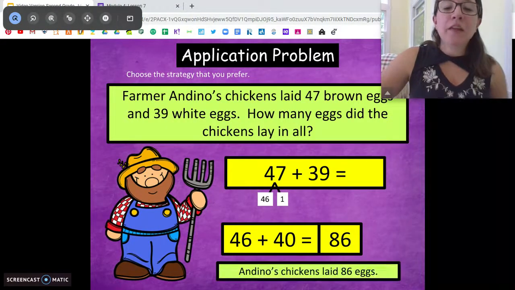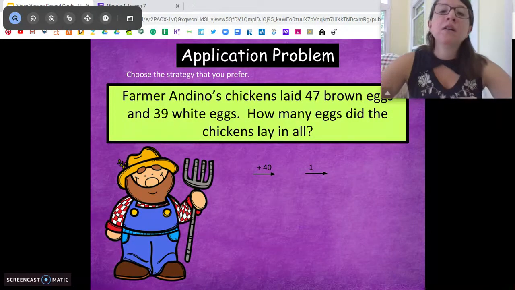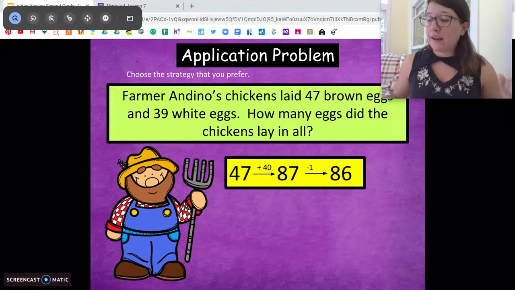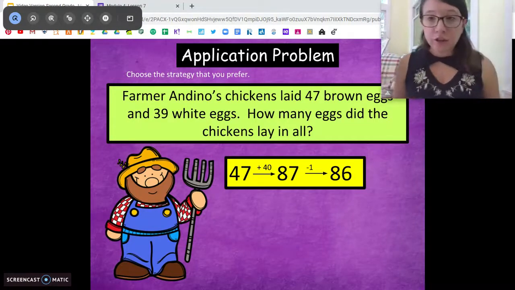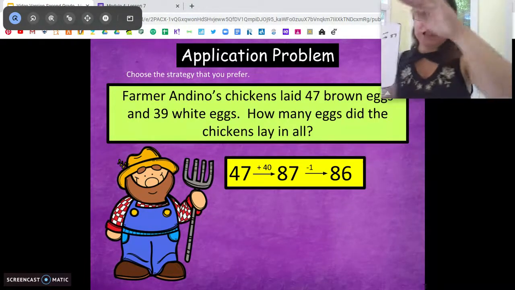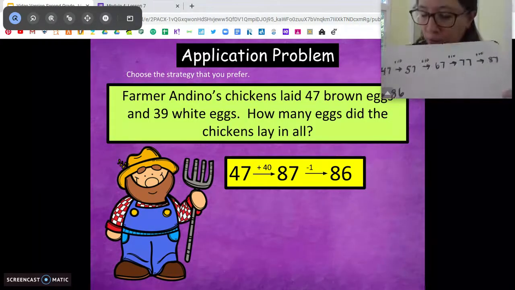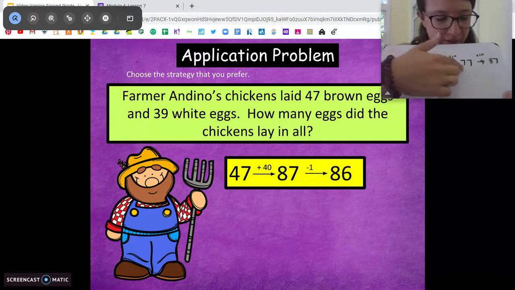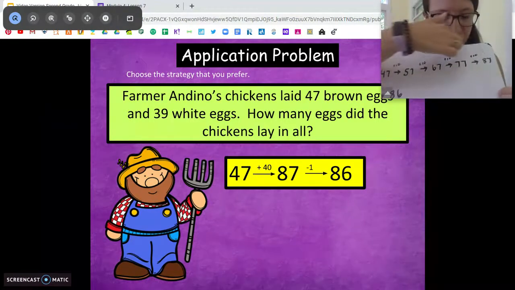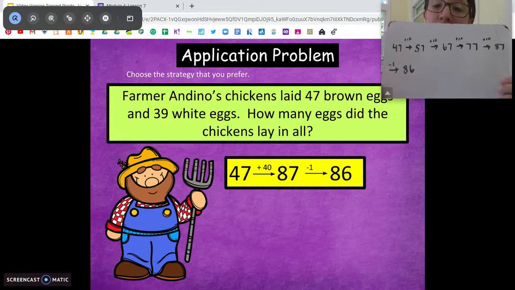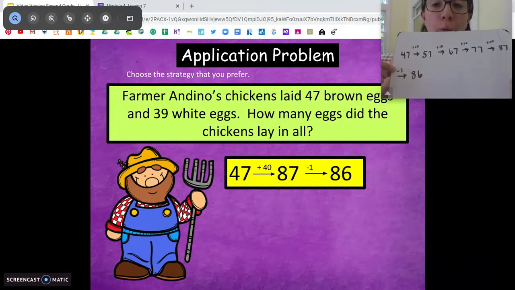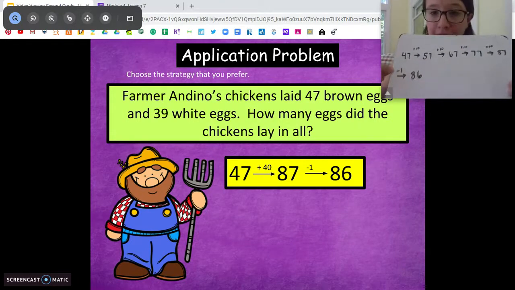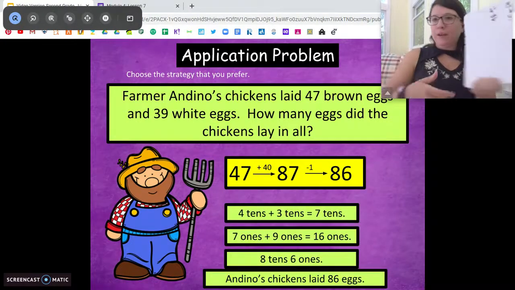Nice job. All right, the other way to do it is the arrow way. So we're going to start at 47. Now, to get to 39, they automatically just added 40. I broke it down a little bit more. I added it by 10s. So I did 47, 57, 67, 77, 87. 1, 2, 3, 4, 40. Now we're not adding 40, we're adding 39. So I took 1 away from 87 to get to a group of 39 and got 86. Same answer, either way you solved it.